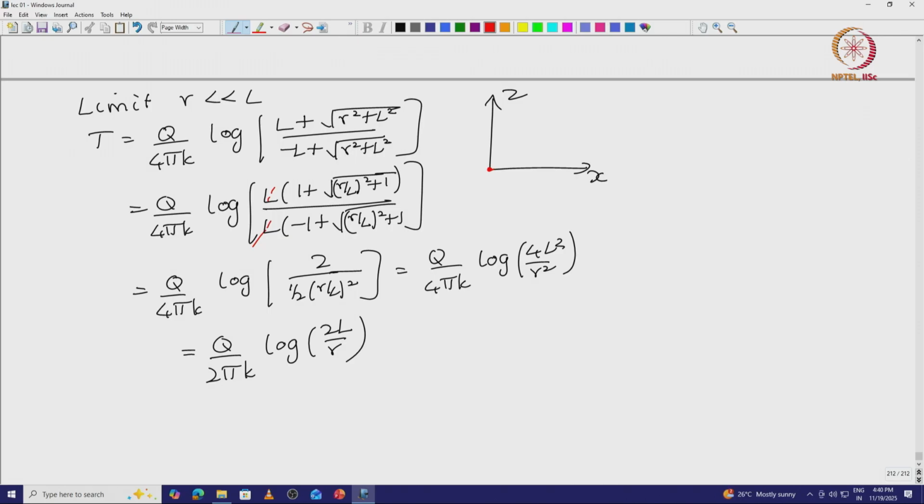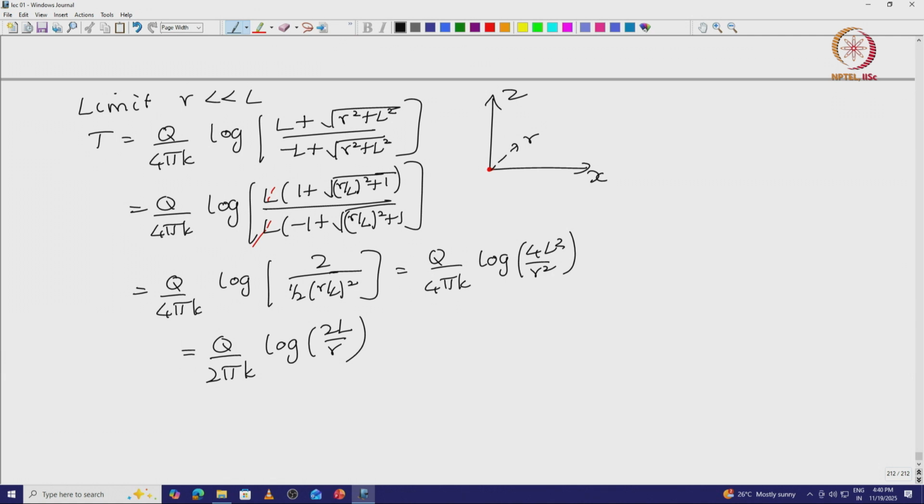If the distance r is much smaller than the length of the wire in the perpendicular direction, it appears like heat conduction in 2 dimensions in the xz plane. If the distance from the wire is much smaller than the length of the wire itself, this configuration appears like conduction in 2 dimensions.